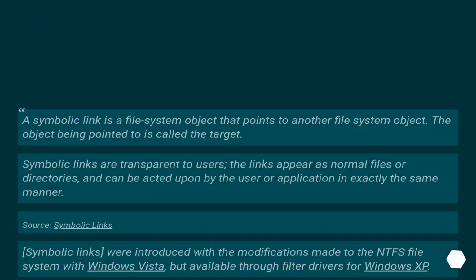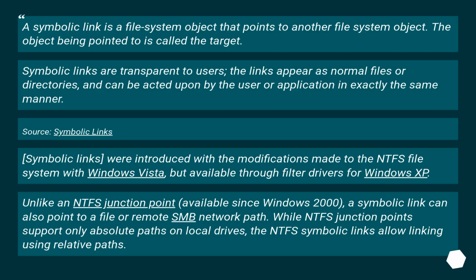Symbolic links. A symbolic link is a file system object that points to another file system object. The object being pointed to is called the target. Symbolic links are transparent to users. The links appear as normal files or directories, and can be acted upon by the user or application in exactly the same manner. Source: symbolic links.